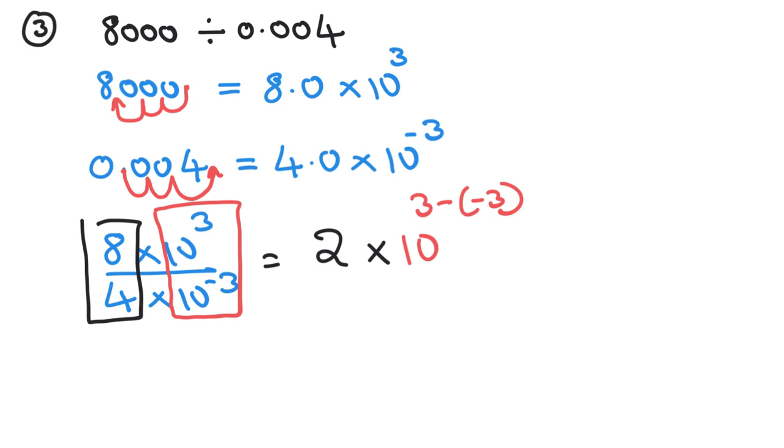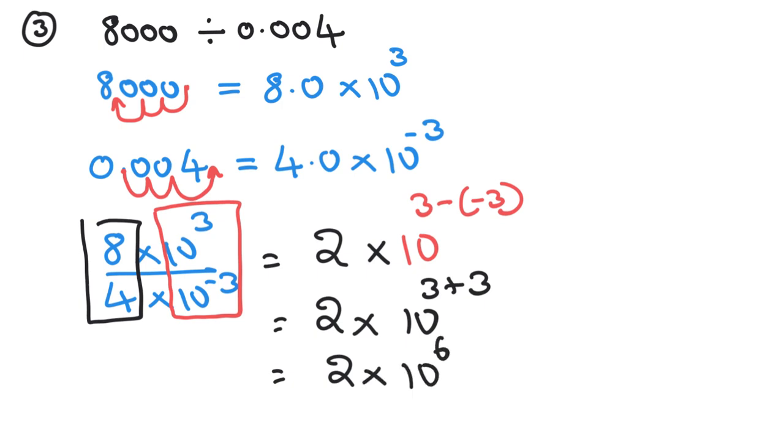Now let's see how do we do that. 2 times 10 to the power 3 minus times minus is plus 3. So this is 2 times 10 to the power 6. Is this in standard form? It is. So now you know how to work with standard form, how to multiply numbers and give your answer in standard form.